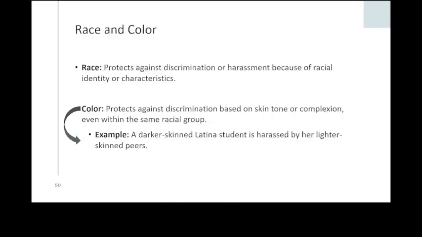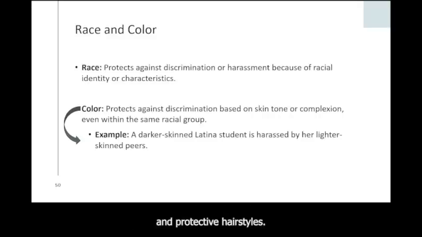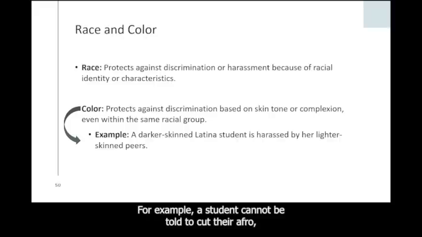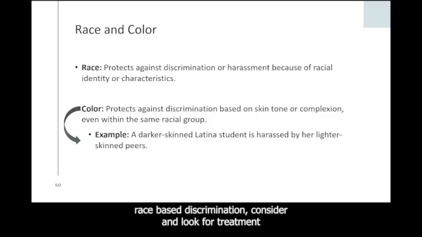In addition to skin color, race as a protected class also includes hair type, hair texture, hair length, and protective hairstyles. For example, a student cannot be told to cut their afro, their braids, or their locks to meet a dress code. That comes from our Colorado law called the Crown Act. In short, when you consider race-based discrimination, consider and look for treatment that's based on appearance, identity, or expression associated with race.